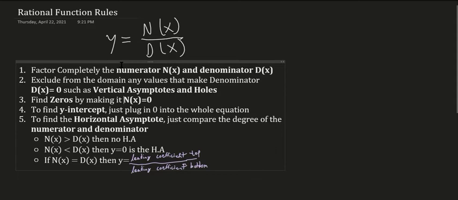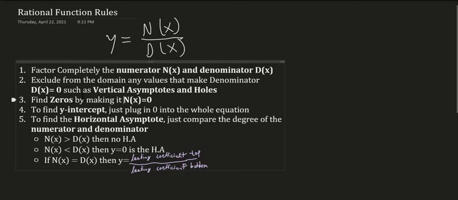Today we'll be talking about rational functions. Well, we're not going to get started with an example. We're going to talk about the rules. As you can see, it's y equals, well, f of x, but I use y. So, y equals the numerator over the denominator. And the first step is to factor completely the numerator and denominator. That's really important because it'll help you figure things out much easier. And then exclude the domain values which make the denominator equal to 0, such as vertical asymptotes and holes.